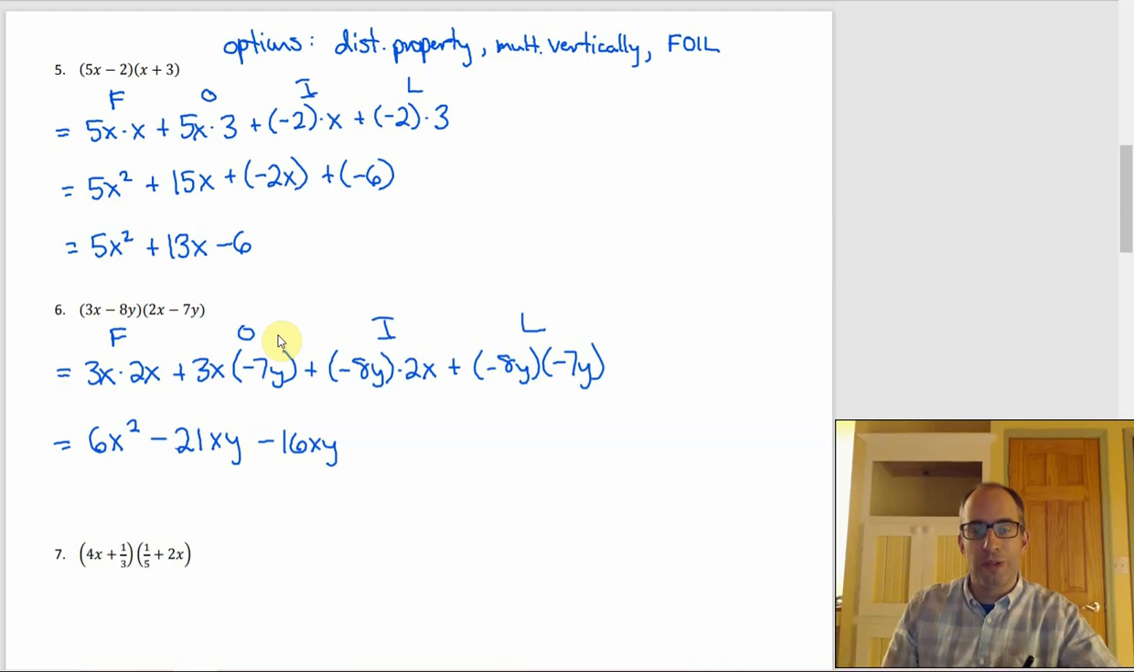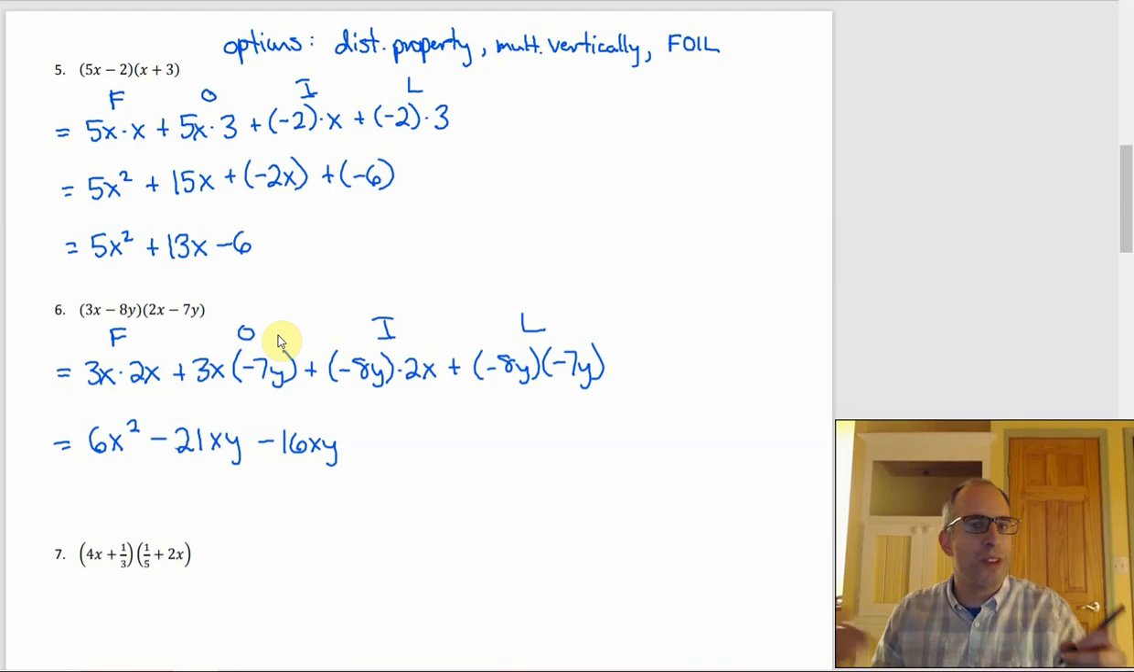So I always write the variables in alphabetical order. I think that's the one that most people would pick, right? Like if you have A's and B's and you have terms with A's and B's, then you put the A's first, then the B's, right? Here, X comes before Y in the alphabet, so I'm going to put the X first.